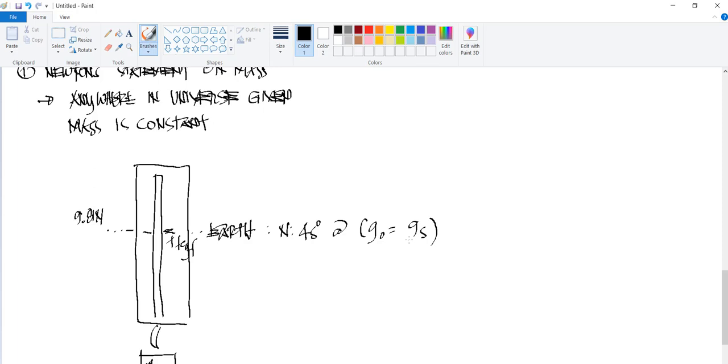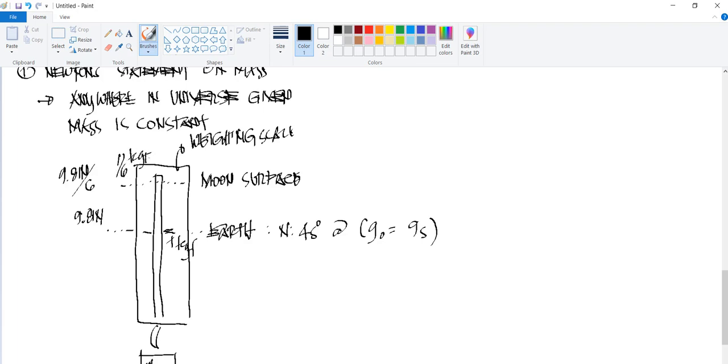Now, if you are on the moon surface, the gravity is 1/6 of the Earth's gravity. So the reading of the weighing scale will be 1/6 kilogram force, because the gravity observed will be equal to 1/6 of the gravity standard.